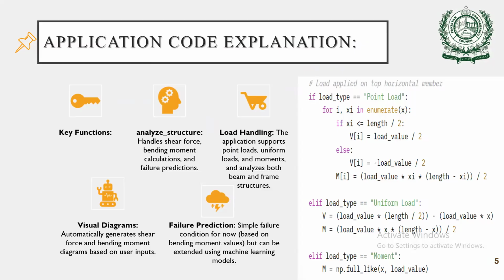This is the application code explanation. This is the key function. Analyze structure handles shear force and bending moment calculation and failure prediction. Load handling: the application supports point load, uniform load, and moments, and analyzes both beam and frame. Visual diagrams automatically generate shear force and bending moment diagrams based on user inputs. Simple failure condition for now is based on bending moment value but can be extended using machine learning. This is the code.